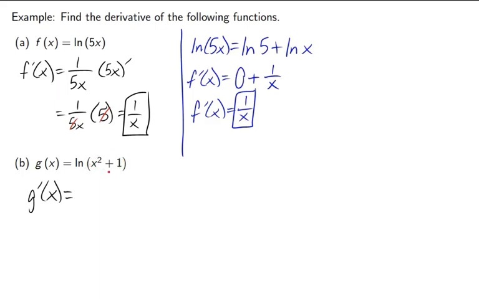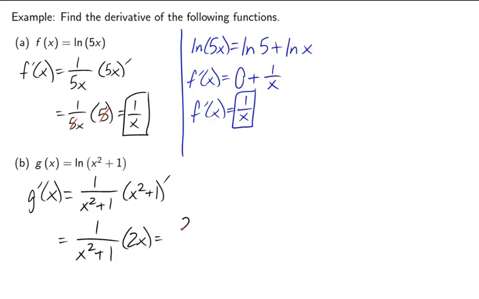We've got like a natural log of u here, so the derivative is 1 over u times the derivative of the inside, your u. So we get 1 over x squared plus 1 times the derivative of the inside, which is 2x. So we get 2x over x squared plus 1 as our final answer for this derivative.